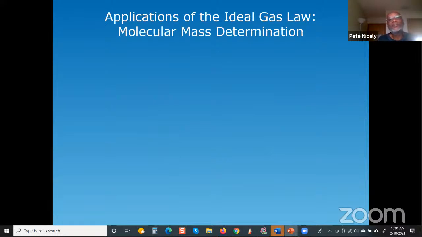Okay, now what we're going to do is look at how we can determine some other important information concerning gases based on the ideal gas law. And the first one that we're going to look at is how we determine the molecular mass of an ideal gas. All right. And first thing I'm going to state here is the relationship between the mass in grams and the molar mass. And we all know what this relationship is.